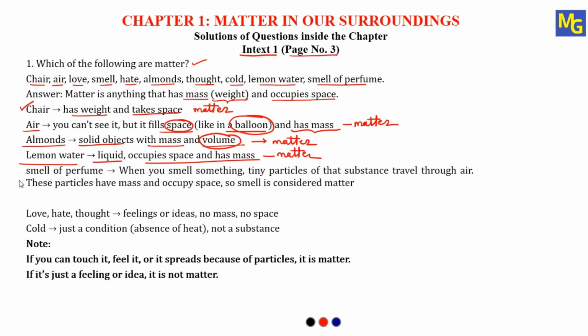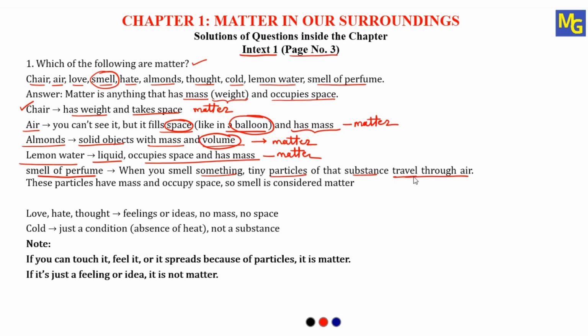Then the next one is perfume. Smell of perfume, or you can just write smell of anything. When you smell something, tiny particles of that substance travel through air. Remember, this is very important. Many students get confused while deciding whether smell is matter or not. So whenever you smell something, it may be a perfume or a smell of food, remember the tiny particles of that substance will travel in the air.